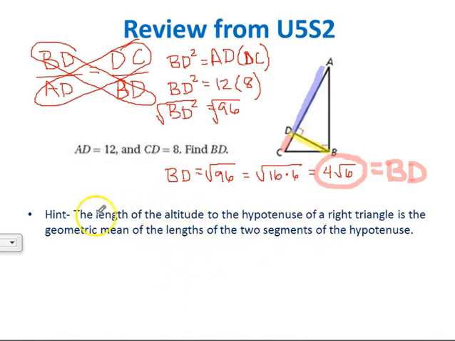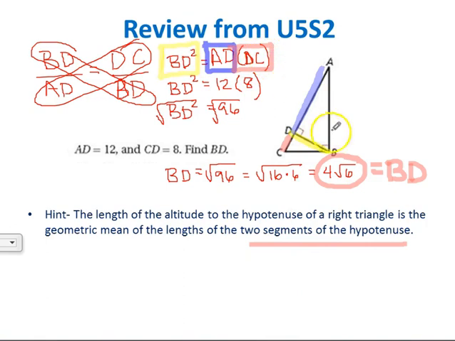So again, there's that cool pattern that occurs at the length of the altitude to the hypotenuse of the right triangle. The length of the altitude to the hypotenuse of the right triangle is the geometric mean of the 2 segments of the hypotenuse. So BD squared equals CD times AD. That's a pattern that's always going to occur.